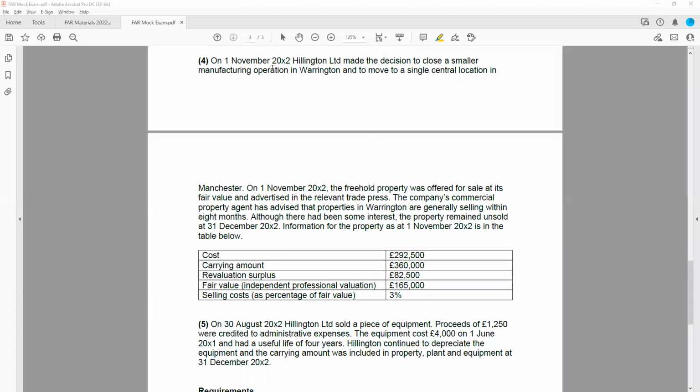So note 4 told us that 2 months before the year end, the company made the decision to close a smaller manufacturing operation in Warrington and move to a single central location in Manchester. So on this date, 2 months before the year end, the property was offered for sale at its fair value and advertised in the relevant trade press. The company's commercial property agent has advised that properties in Warrington are generally selling within 8 months. Although there has been some interest, it remained unsold at the year end. Information for the property is in the table below.